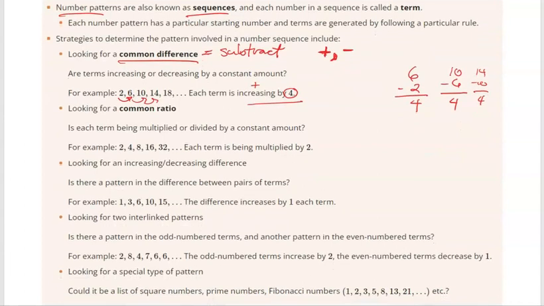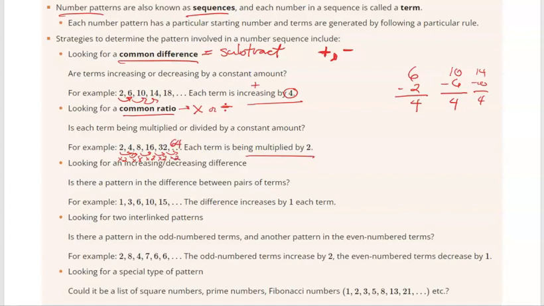A common ratio: if we're looking at a ratio, we're looking to multiply or divide by the same number. So instead of adding 4, we might be multiplying, in this case, by 2. Everything's being multiplied by 2. 2 times 2 is 4. 4 times 2 is 8. 8 times 2 is 16. 16 times 2 is 32. And you could probably tell me the next one. 32 times 2 is 64.